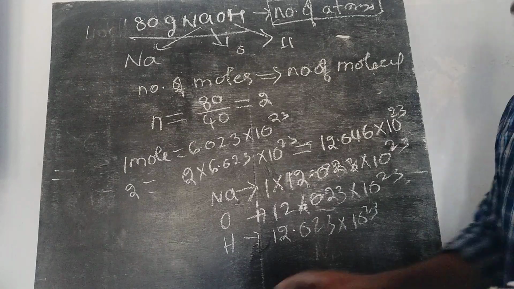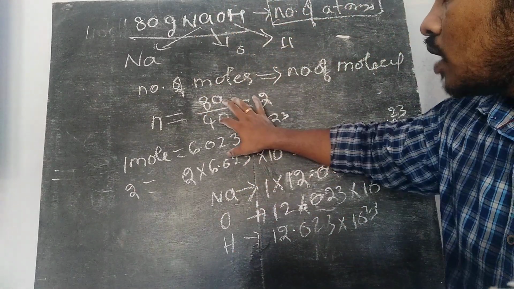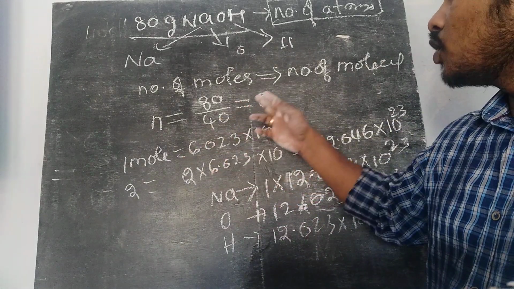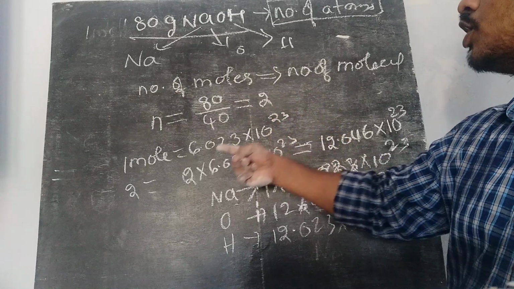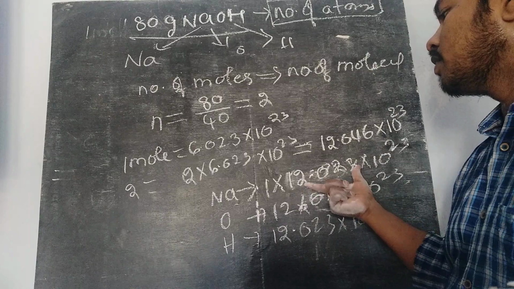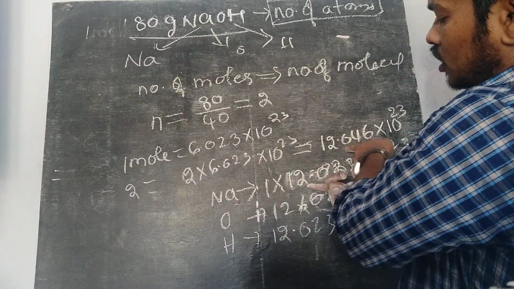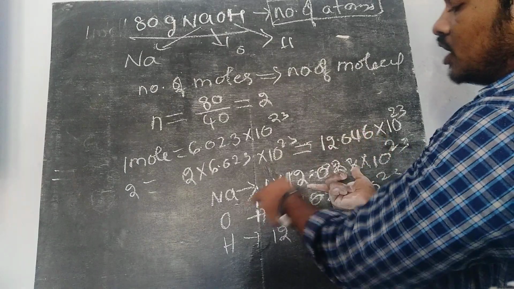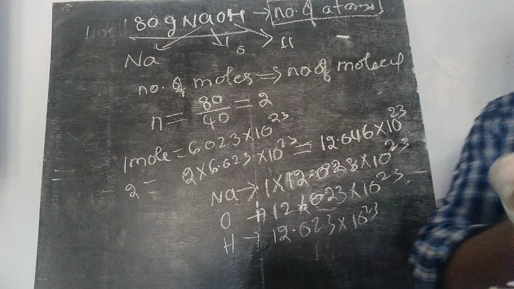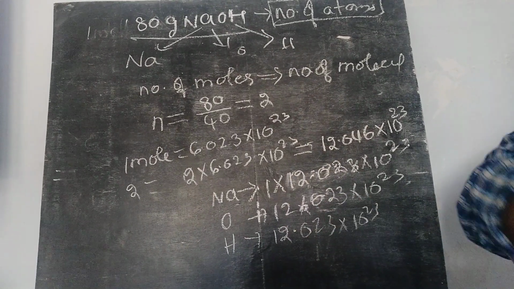This is the thing. For example, if they give H2SO4, what will we calculate? First you have to calculate the number of moles. After that, if you get 3 moles, you are getting 3 into 6.023 into 10 to the power of 23, some number you will get. For example, here 2 Na is there, so whatever particles you are getting, multiply into 2. For example, here oxygen 3 is there, so 3 into 6.023 into 10 to the power of 23 you have to calculate.